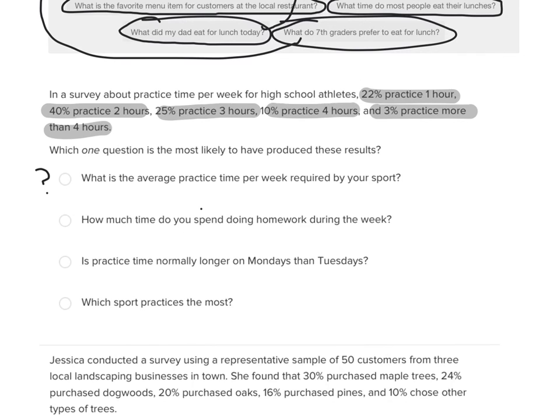How much time do you spend on homework? This has nothing to do with homework. Is practice time normally longer on Mondays than Tuesdays? Doesn't talk about the days of the week. Which sport practices the most? That's not that. So it's going to be this first one. What is the average practice time per week required by your sport? And there's the results of that.